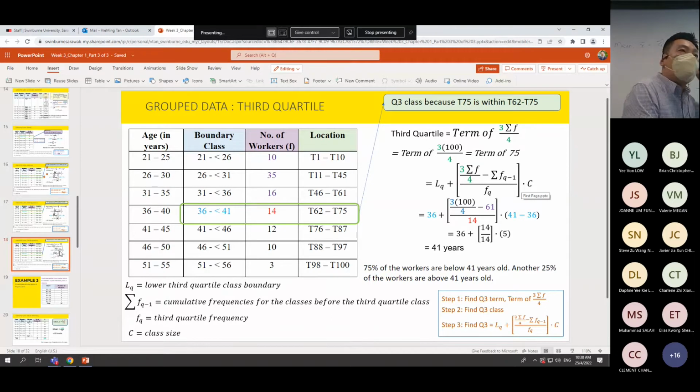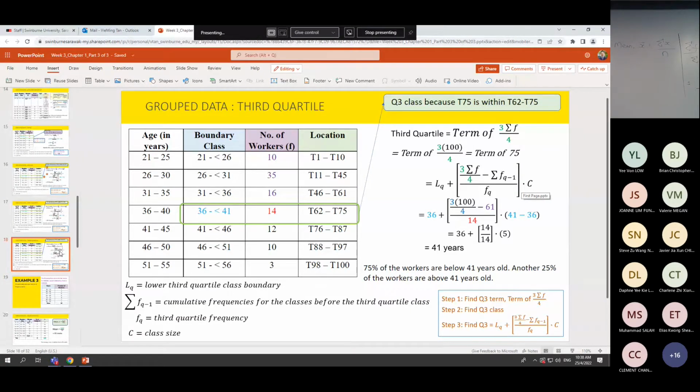So what's the formula now? We have to use this one: 3 multiplied by total F divided by 4. No plus 1, because this is grouped data, so don't add 1. Substitute total F as 100 here, and we get 75. So that means Q3 is at the term of 75.